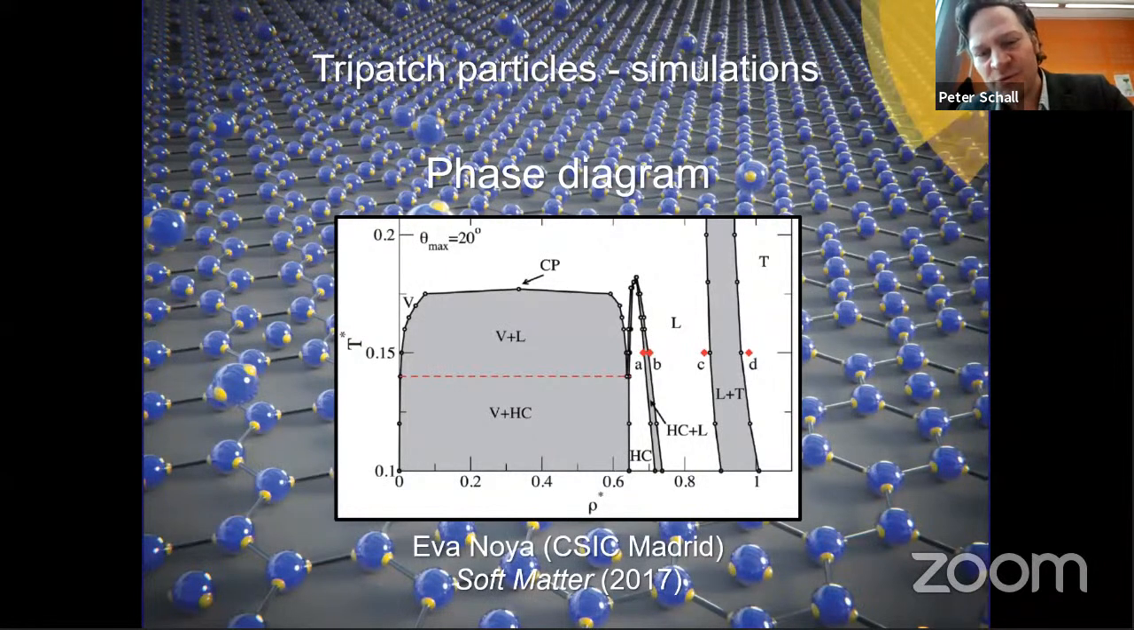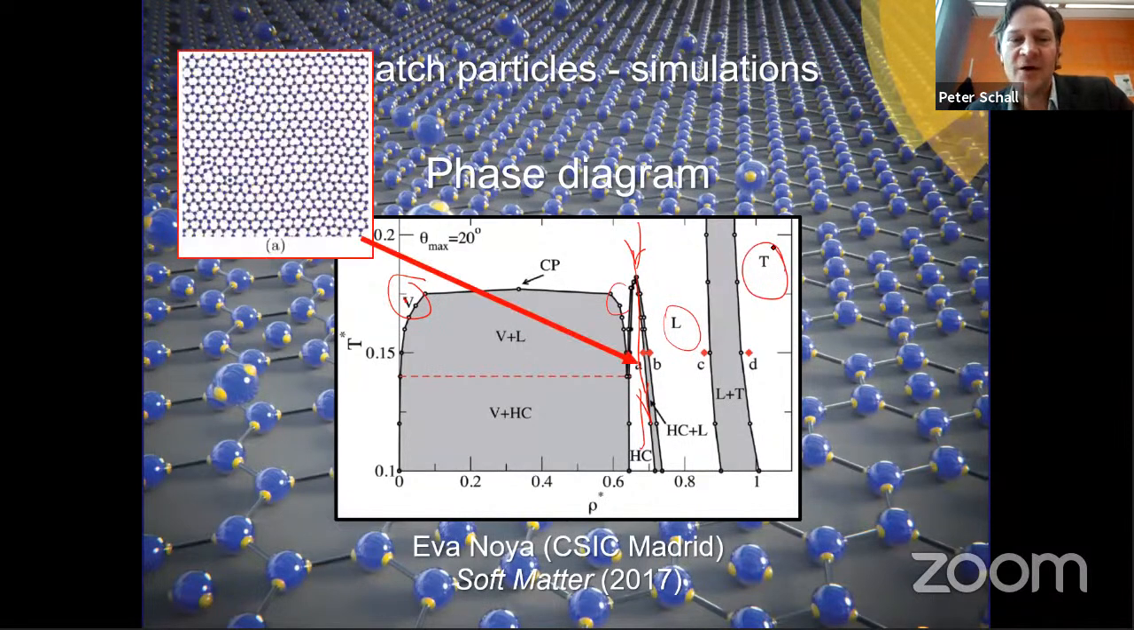In addition to the honeycomb phase, which is HC over here, you have a vapor-liquid phase, of course, vapor and liquid. And then you have an even denser liquid, which I would actually call an amorphous phase. And you have a very dense tetragonal phase, T. Well, how does that come about? Honeycomb, I think, is clear.